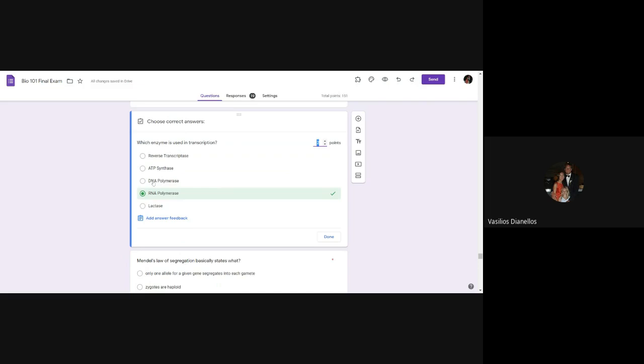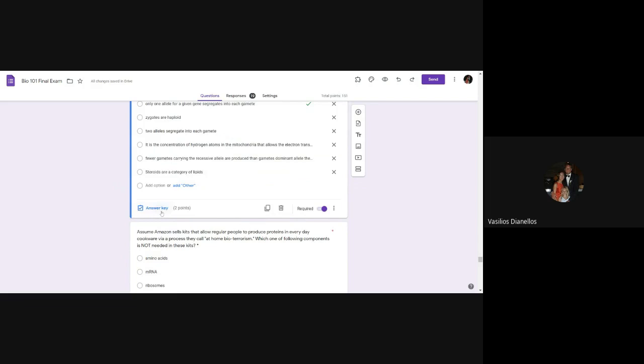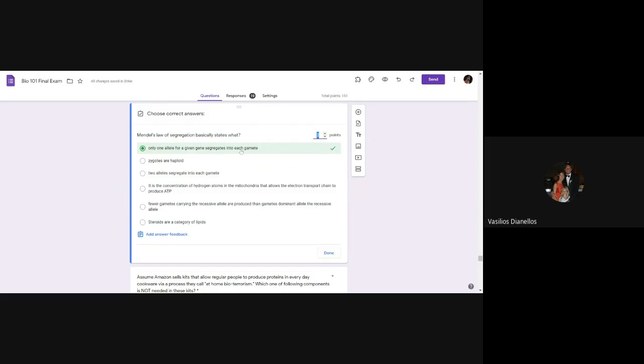Mendel's law of segregation basically says what? And the answer is only one allele for a given gene segregates into each gamete. Meaning if you were to look at any given sperm or egg, right, you don't have the full set of homologous chromosomes. You only have one or the other, right? You only have one allele or the other. So again, this one's worth extra points.